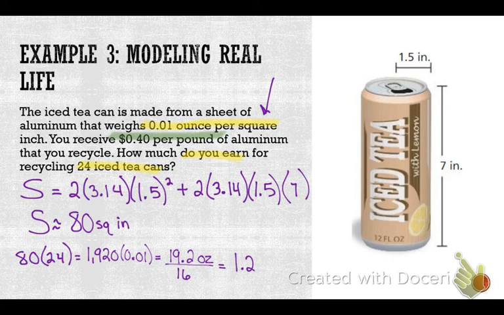And now I can multiply that by 0.4. That tells me, because it's 40 cents per pound, but I know I have a little more than a pound. So how much money did I make for all my work? 48 cents. Whoop-de-doo. Okay, so if you're thinking like me, you might be thinking, I'm not doing all that for 48 cents, but it really can add up. If there's somebody in your family who's an avid soda drinker, it can add up.